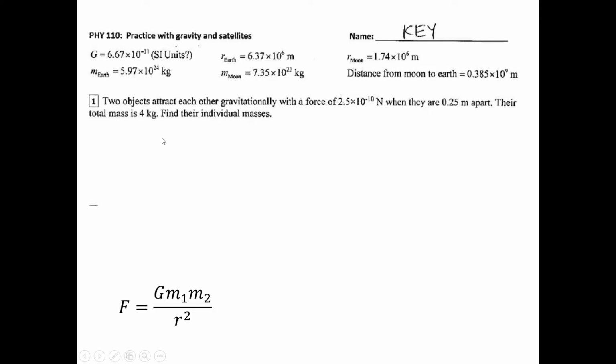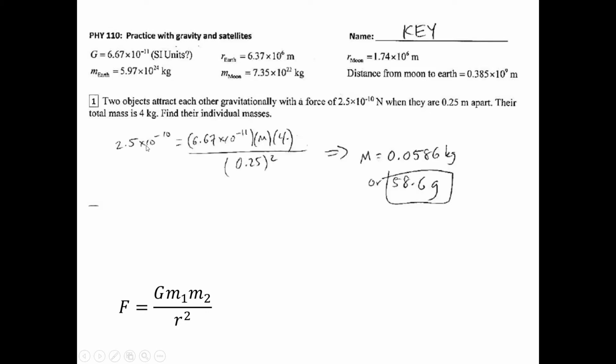Okay, and so we're just going to plug into this formula, F equals G m1 m2 over r squared. The F we know, G we know, one of the m's we know, the other one we'll just put in as a variable m. And the distance r is 0.25, so we have to make sure we square it and all that, and solve for m. And we get m is 0.0586 kilograms, or in terms of just grams, even though that's not an SI unit, 58.6 grams, so a fairly small mass.